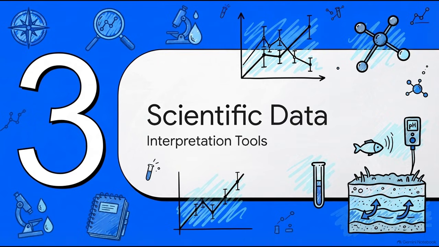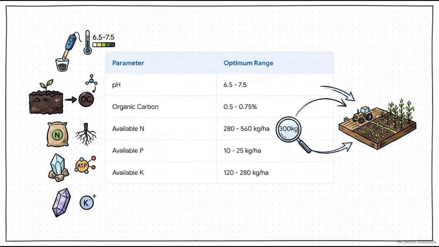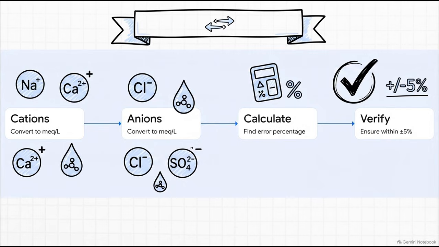Section 3, Scientific Interpretation of Environmental Data. Let's talk about soil analysis. You simply can't just hand a reviewer a table of pH and organic carbon values and call it a day. You have to relate those parameters directly to agricultural optimums. For example, if your available nitrogen is 300 kilograms per hectare, you've got to explain that it falls right into that optimum range of 280 to 560. And more importantly, you need to interpret what that actually means for local agricultural productivity based on the project's specific land use.